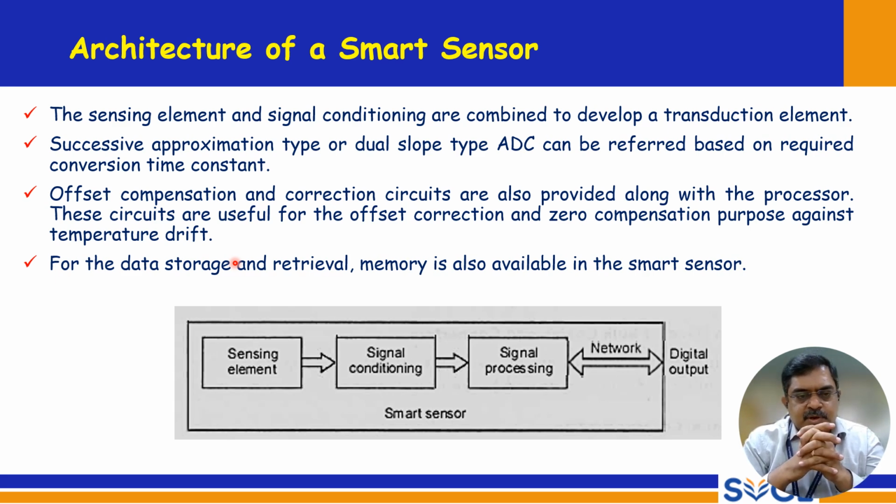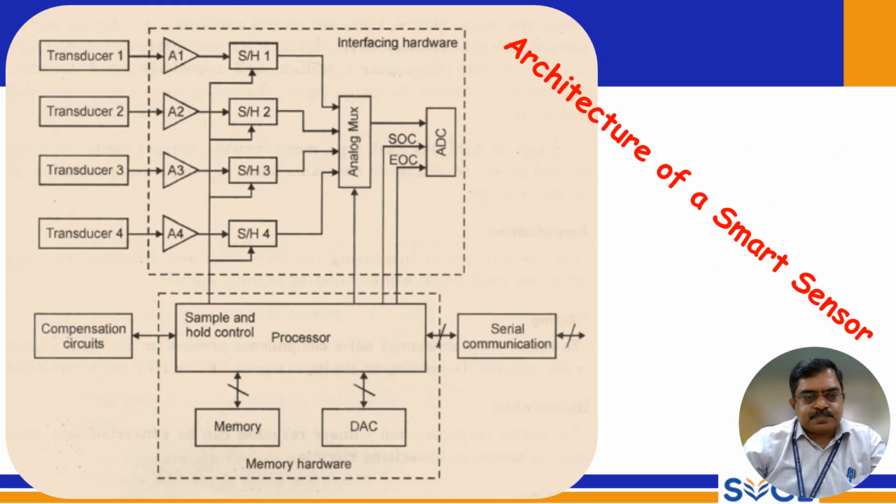Successive approximation type or dual slope type ADC can be chosen based on the required conversion time constant. Offset compensation and correction circuits are also provided along with the processor. These circuits are useful for offset correction and zero compensation against temperature drift. For data storage and retrieval, memory is also available in these smart sensors. So sensing element, signal conditioner, signal processing through network, you are getting the output here. So that is a smart sensor.